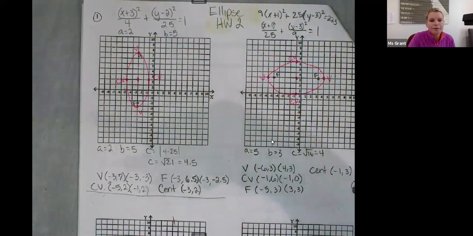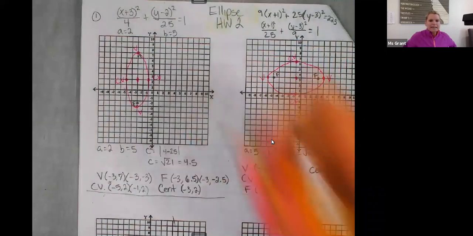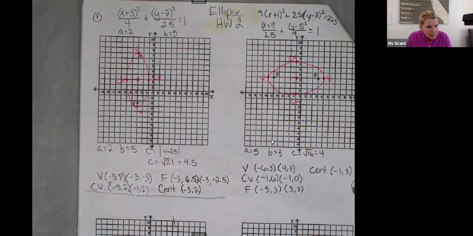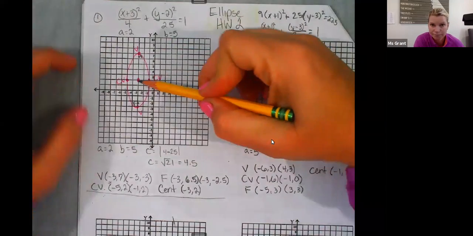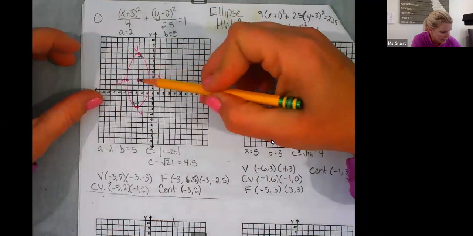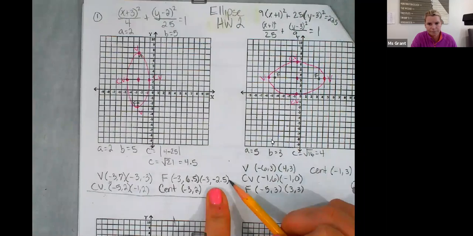Okay? The foci: c squared equals the absolute value of a squared minus b squared. So that's going to be 4 minus 25, radical 21, about 4.5. In order for me to calculate my foci, I go to the center, I go 4.5 up, and I go 4.5 down. And those ordered pairs are right here.